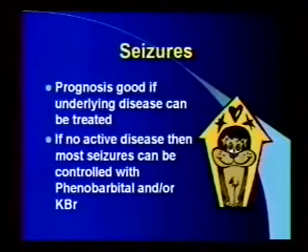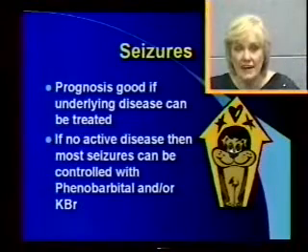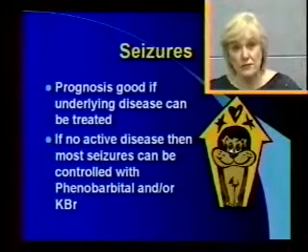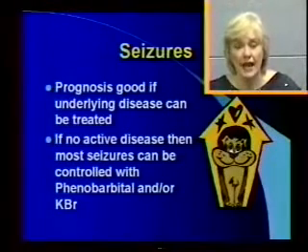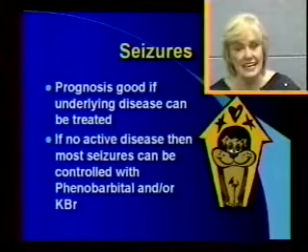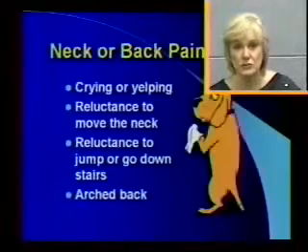The overall look at seizures is that the prognosis is very good if the underlying disease can be treated. And if there's no active disease process, then really most seizures can be controlled by phenobarbital and potassium bromide in combination. It's just those very few dogs that have a problem and are unable to have control with these drugs. It really takes adjusting the dose for each individual animal and monitoring those serum levels and just logically approaching this. You can control the seizures in most dogs that are epileptic.